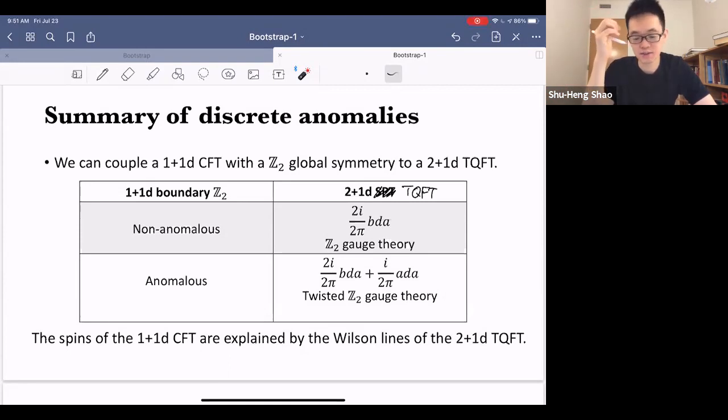So for condensed matter physicists, the setup they're more interested in is that you have a Z2 gauge theory in the bulk, but the boundary is completely gapped. And such a boundary condition is allowed.